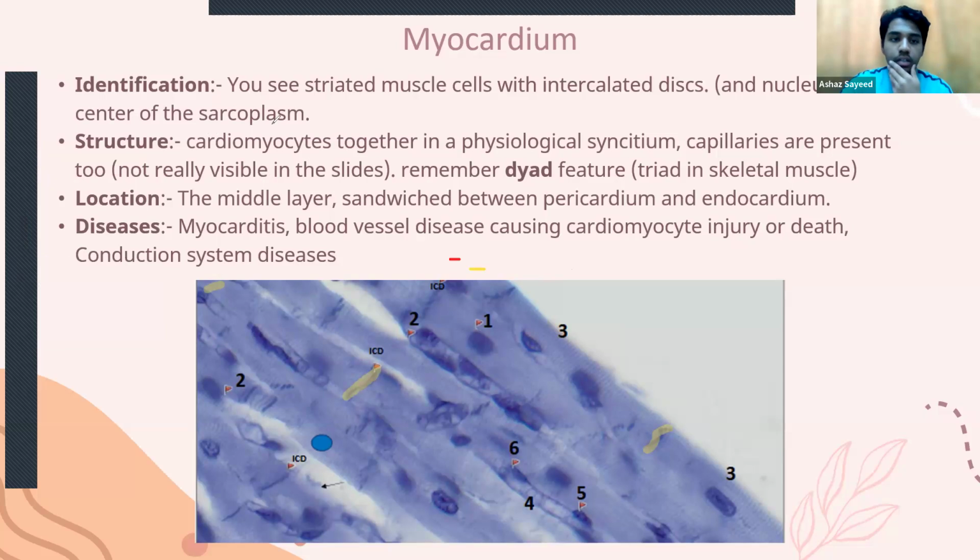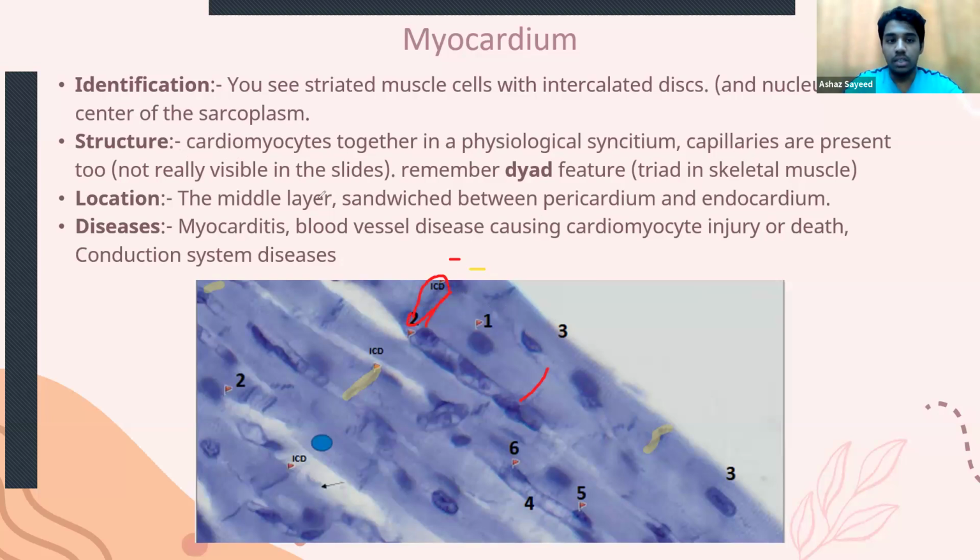So we're done with that. The structure here: what happens is the cardiomyocyte. You can see the two red lines, and then you can see a cardiomyocyte inside of it. Just above this line, you have the intercalated disc right here. This connects to another cardiomyocyte. So they work together in a physiological syncytium, as I told you before.